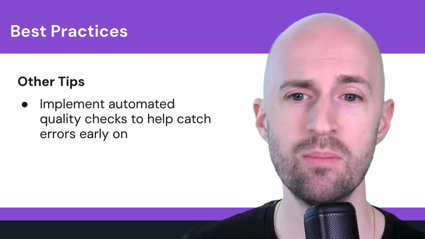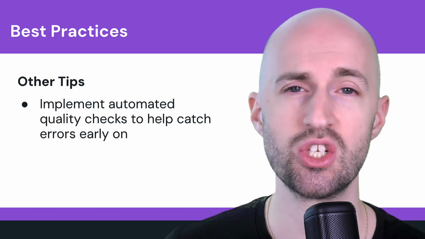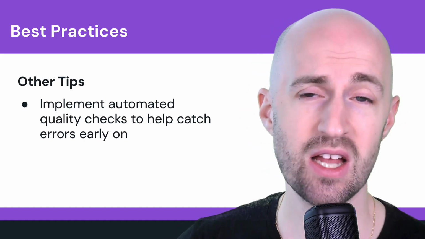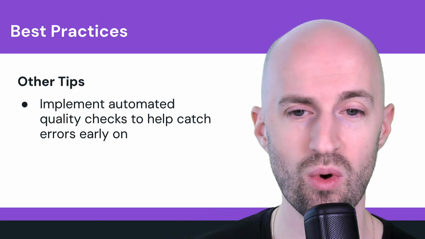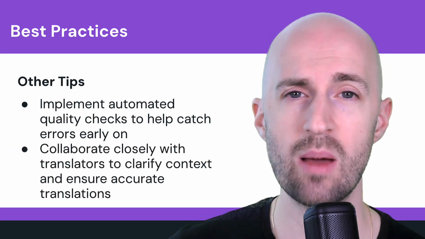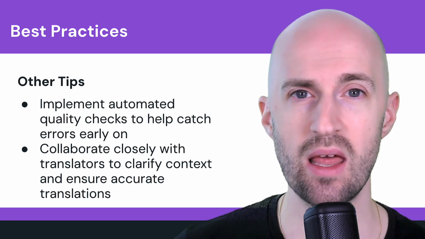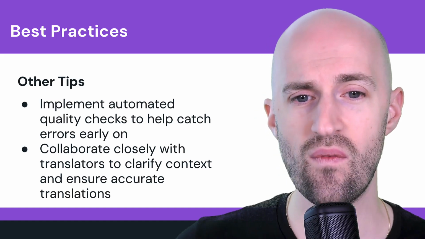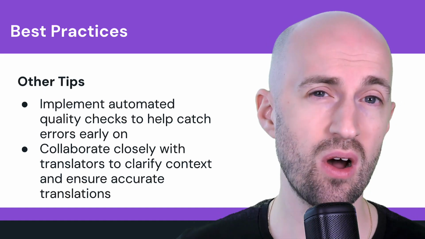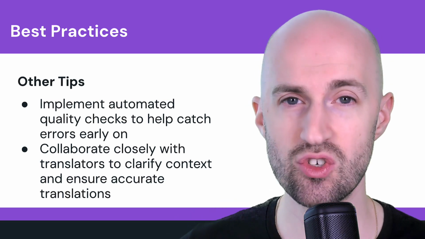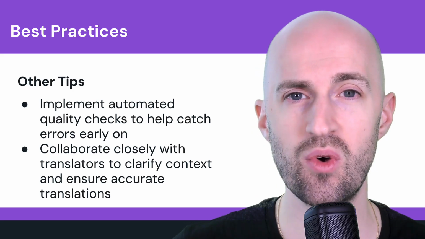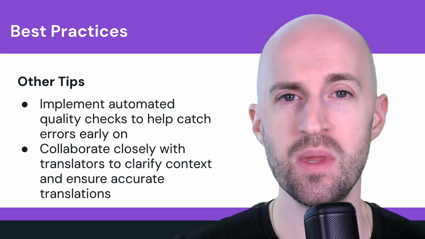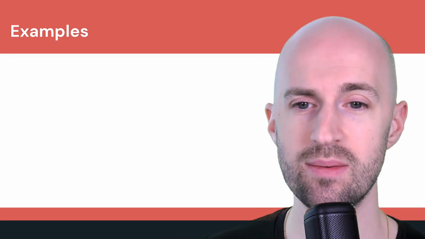Here's some other tips that you can also apply. So you want to implement automated quality checks using software to help catch any errors early on so that you don't have to fix it once you've already rolled it out. And you want to collaborate closely with translators and content localizers to clarify the content context and ensure that the translations are accurate. You want to make sure all of this is done before you actually hit the approve button and publish it on the site.